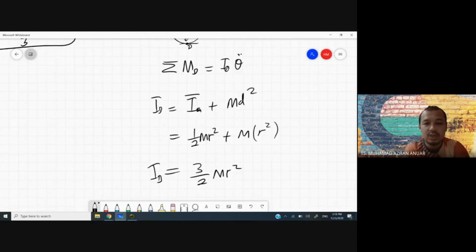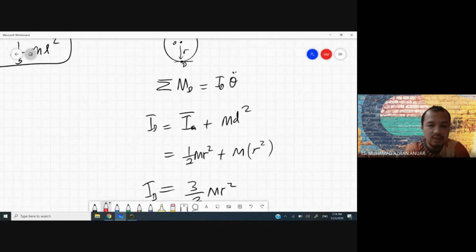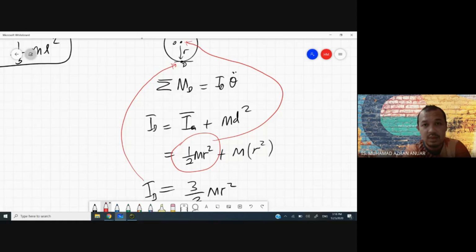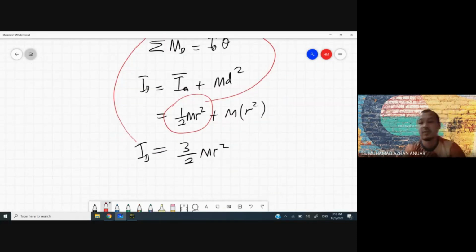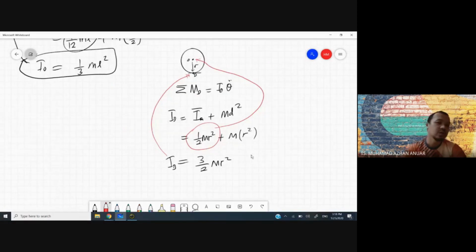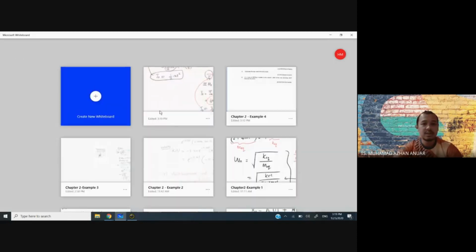So this I is about this position, and this I here is about that position. So it's different, be careful. Later on, we will use the mass moment of inertia to answer the question. So be careful when you use the mass moment of inertia to answer the problems.